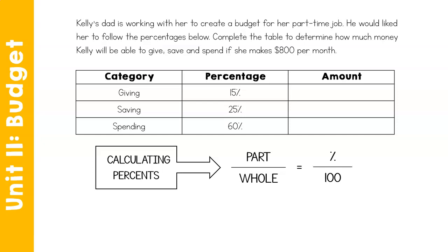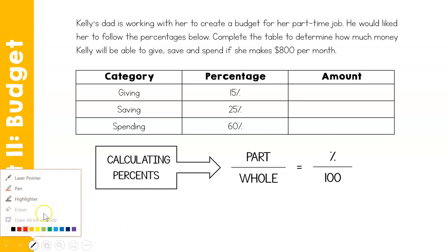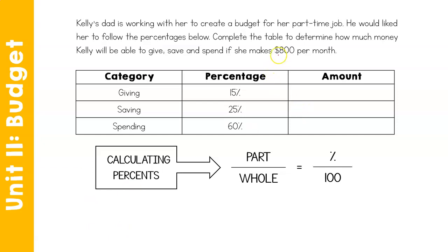He would like her to follow the percentages below. Complete the table to determine how much money Kelly will be able to give, save, and spend if she makes $800 per month. Okay, so it gives us the breakdown of what percentages she actually wants to use for each category, and it gives us her monthly income of $800 per month.